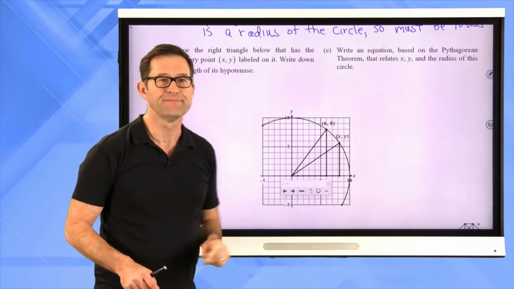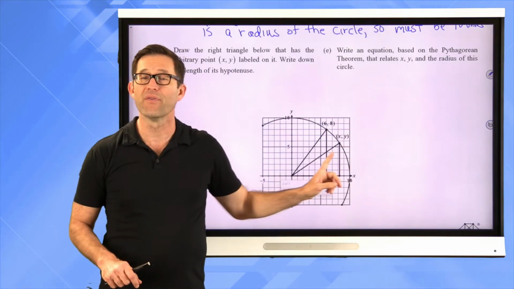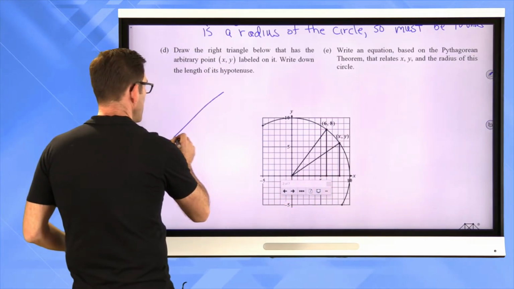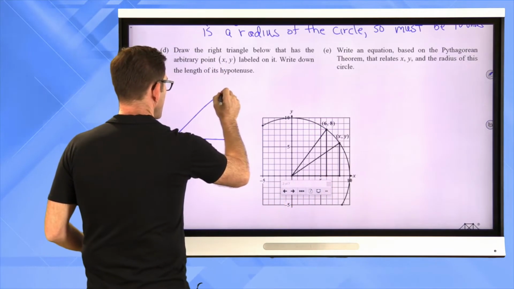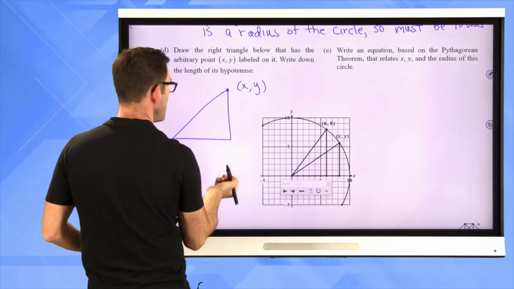Now, letter D. Draw the right triangle below that has the arbitrary point x, y labeled on it. Write down the length of its hypotenuse. Right, so now we've got this particular triangle. We're going to just draw that thing out. All right, here's that point, x comma y instead of 6 comma 8.